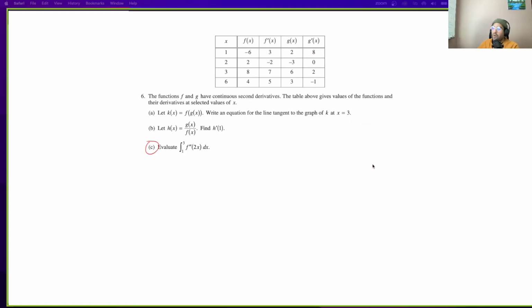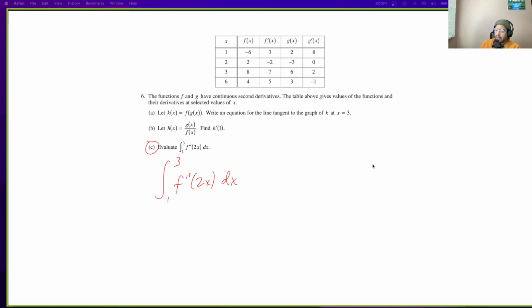All right, final question, part C. They want us to evaluate the integral from 1 to 3 of f double prime of 2x. Now, you might think this is a bit confusing because we have no idea what the function of f is going to be, but that's why they're doing this, because they want you to use some u substitution and use the idea that the integral is the antiderivative of a function.